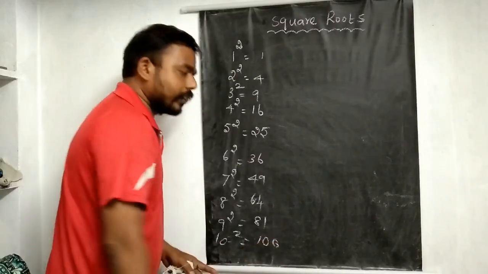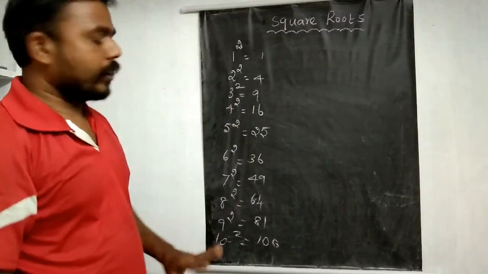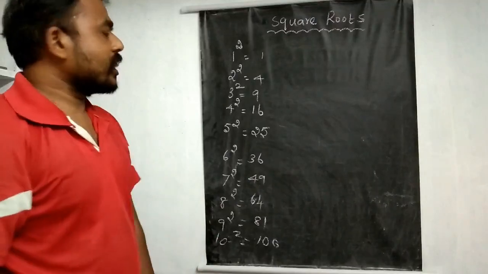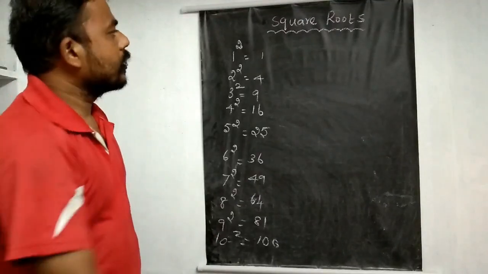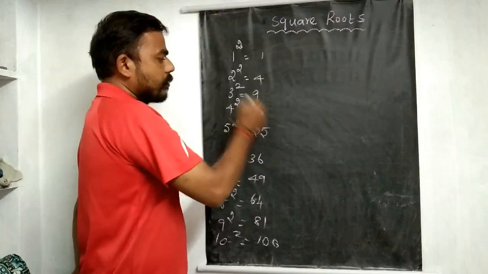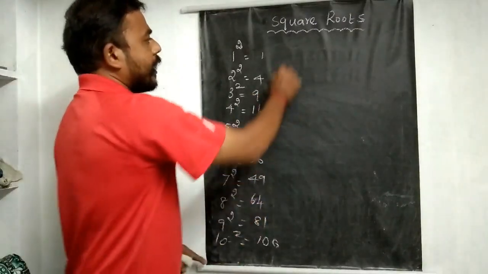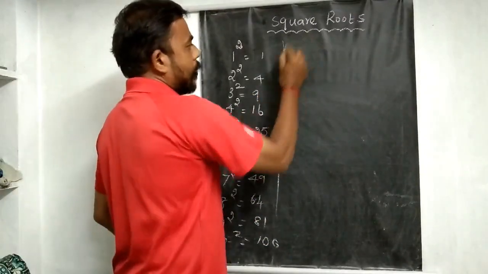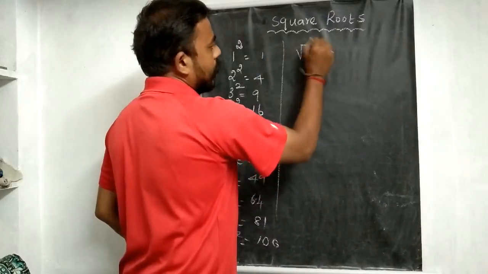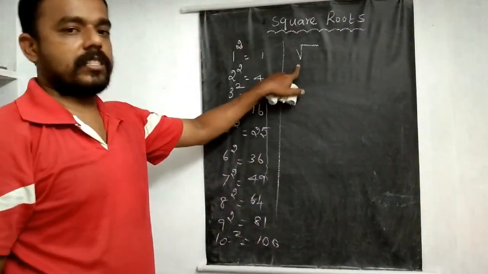We already discussed the square numbers. Now just think about this square number. So here the square root of the number is indicated by this symbol.